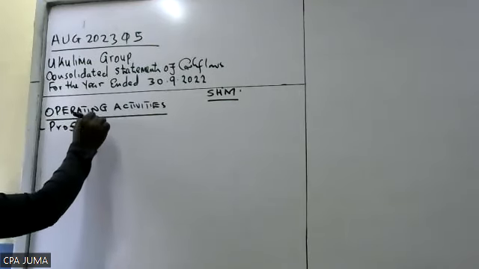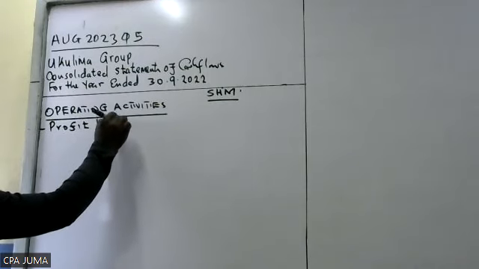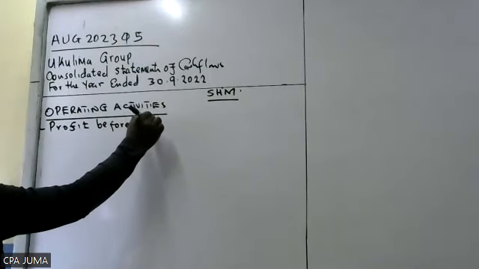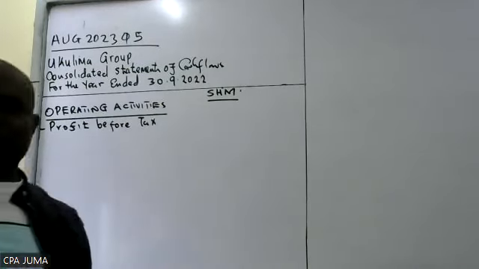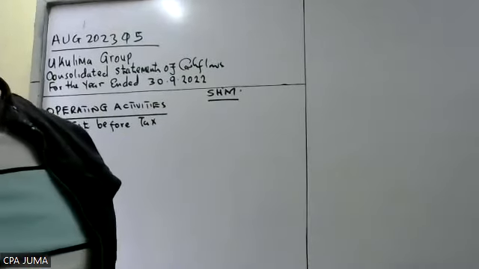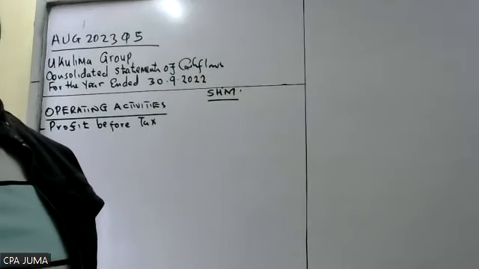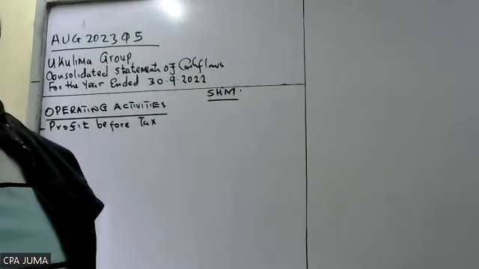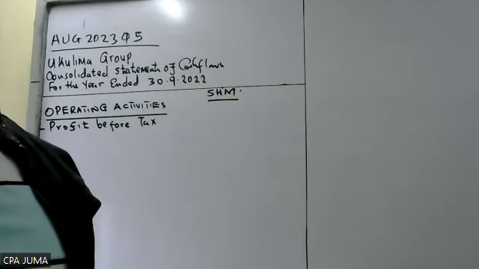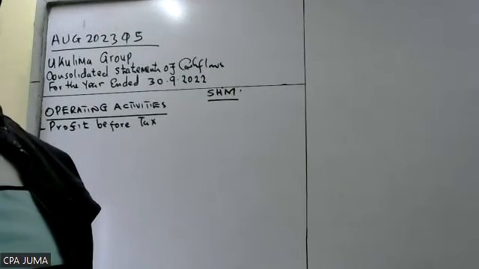Profit before tax. So go to the profit account, which was provided by the examiner there. Go to the profit account and check how much was profit before tax. That should be a free tip to everyone. How much are you seeing?